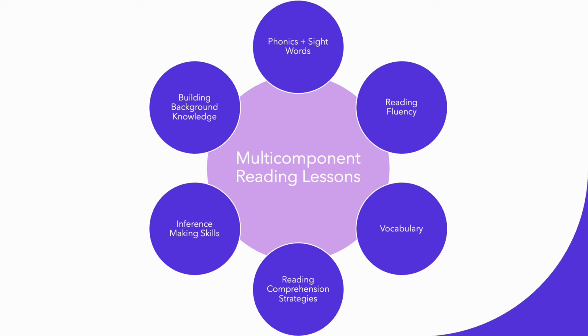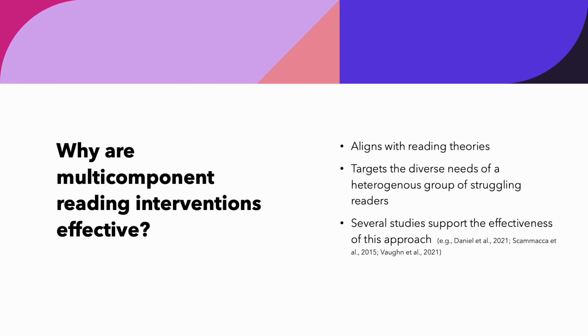grade level text. And so multi-component reading interventions have been shown to be effective for multiple reasons. One of them is that it aligns with reading theory, which states that students need multiple skills in different reading domains to comprehend the text. The second is that given the diversity of students who struggle to read in terms of their reading skills, multi-component reading interventions target all areas of reading and thus support reading growth in all students. And there have been several studies that support the effectiveness of this approach.